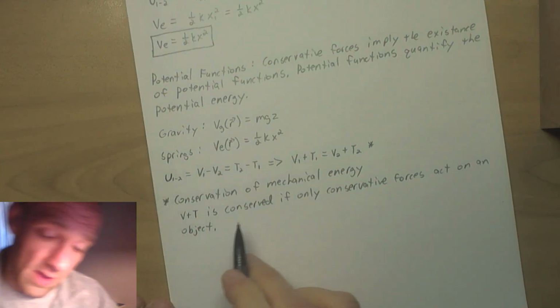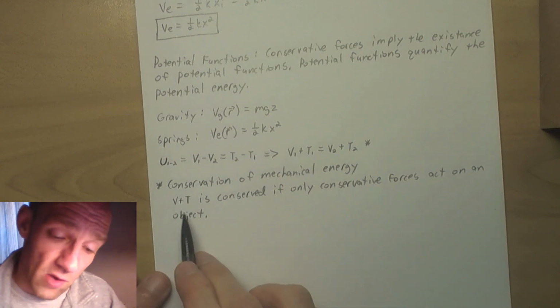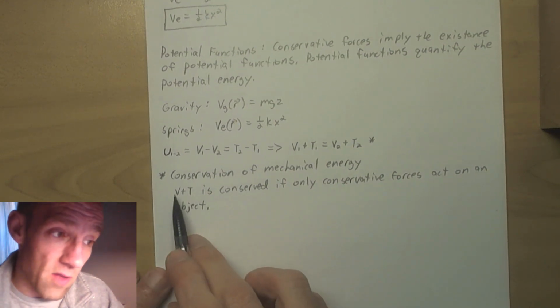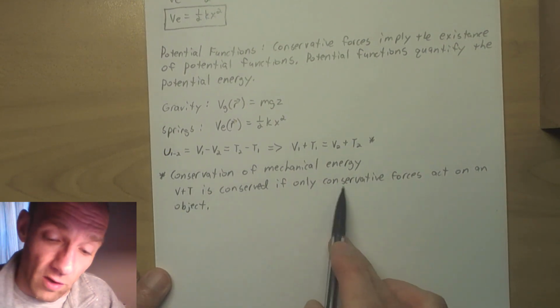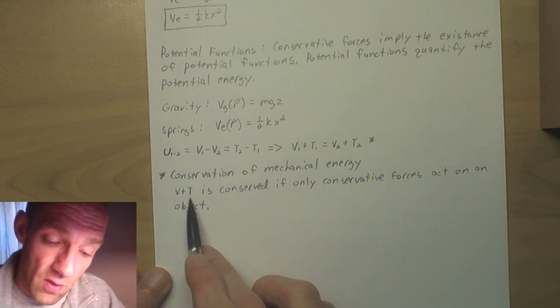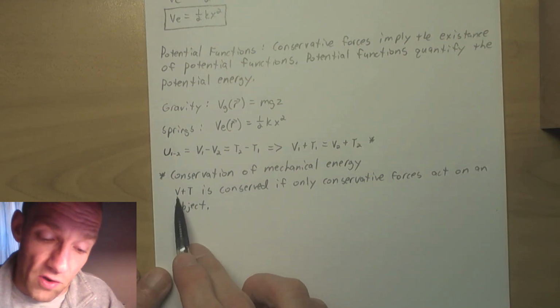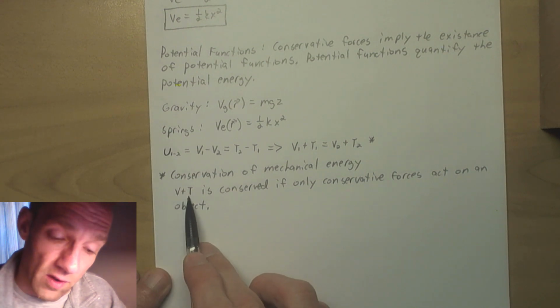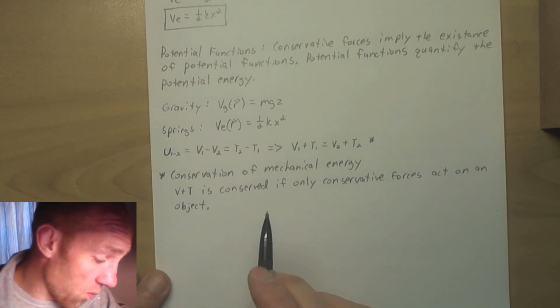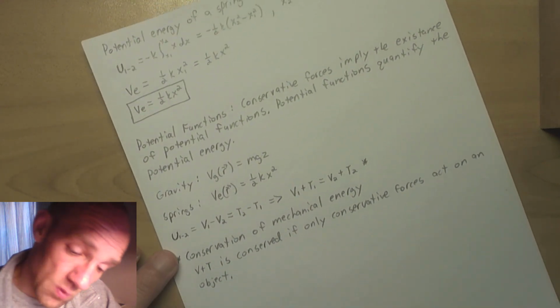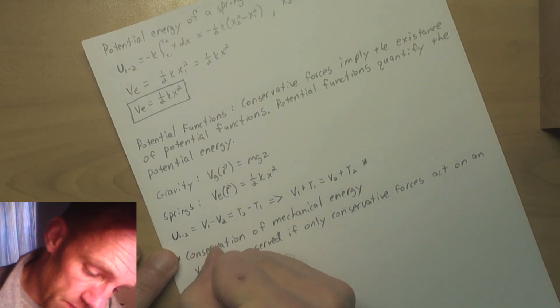if the forces acting on the object are conservative, then this is what we meant by a conservative force. This combination, or the sum of the potential and kinetic energy, is conserved. So what is a non-conservative force?